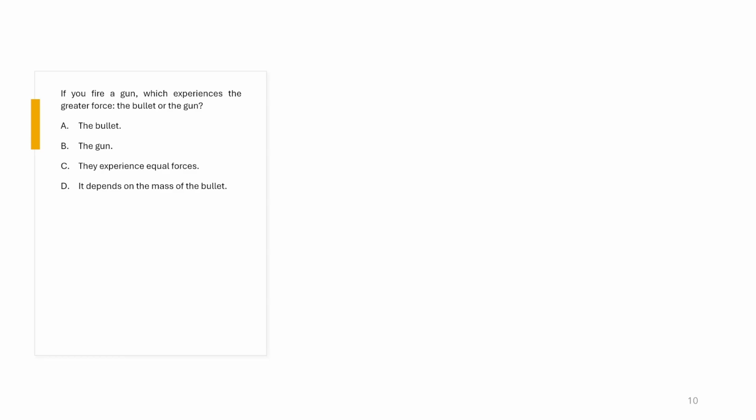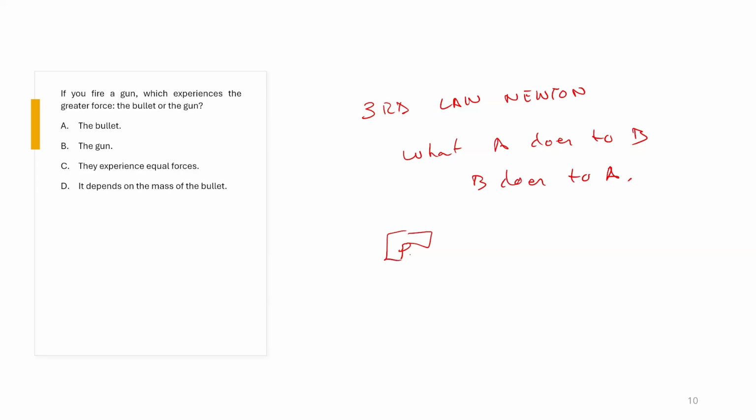If you fire a gun, which experiences the greater force, the bullet or the gun? Well, beautiful question that says third law of Newton. What does Newton say? What A does to B, B does to A. Well, A is the gun, B is the bullet. Each experiences the same force. Don't confuse that force is mass times acceleration, so indeed acceleration is going to be inversely proportional to the mass. But the force needs to be the same, because what A does to B, B does to A. So option C, theory question.